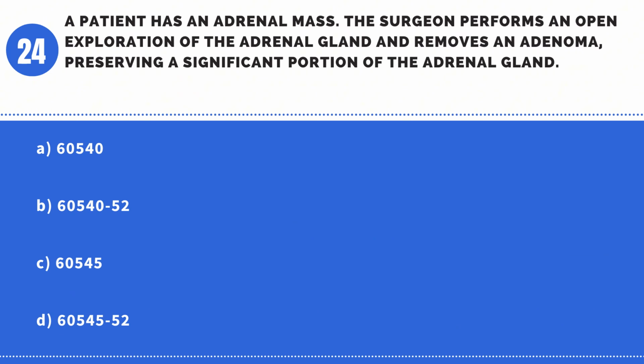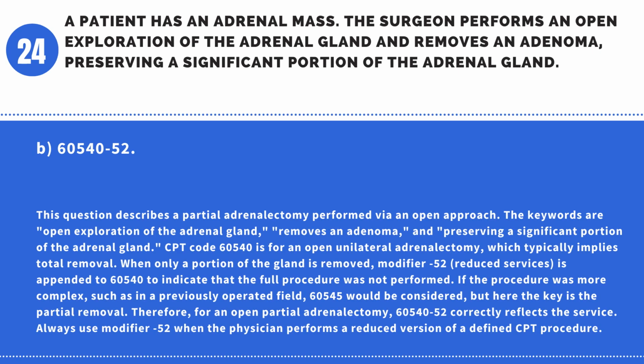Question 24. A patient has an adrenal mass. The surgeon performs an open exploration of the adrenal gland and removes an adenoma, preserving a significant portion of the adrenal gland. A. 60540. B. 60540-52. C. 60545. D. 60545-52. Answer, B.